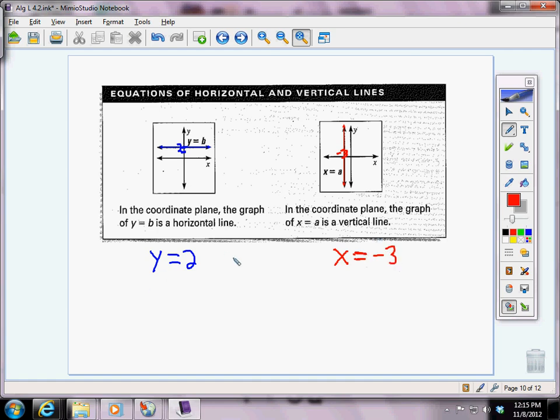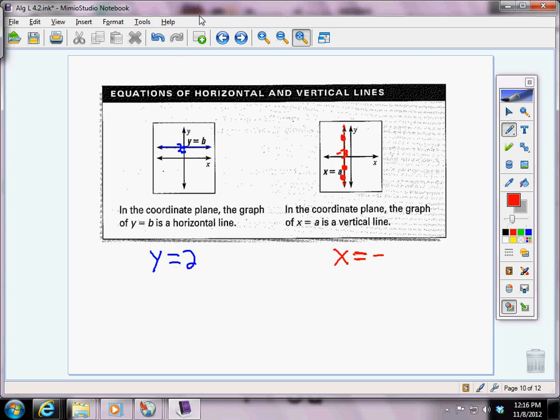The problem is we tend to get them confused. We think y-axis, so the y equals should be vertical. We think x-axis, so we think x equals negative 3 should be horizontal. That's not true. Again, when we say x equals negative 3, we mean every point on this line has an x value of negative 3.